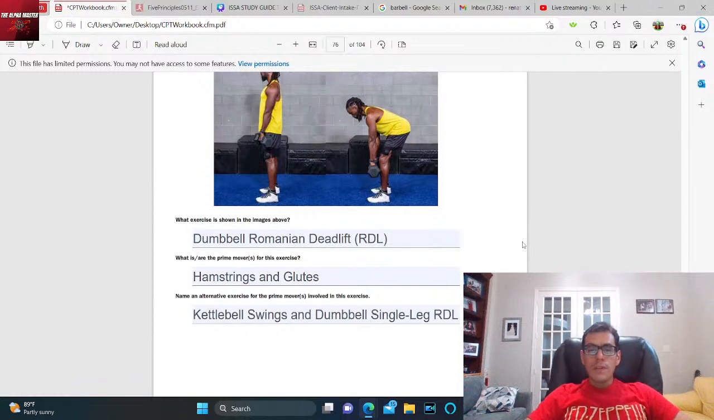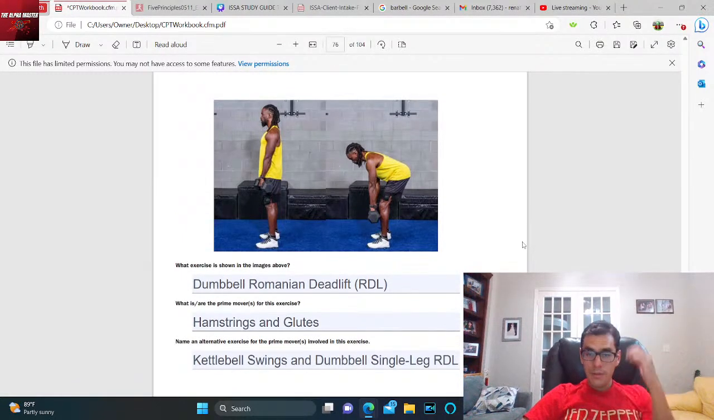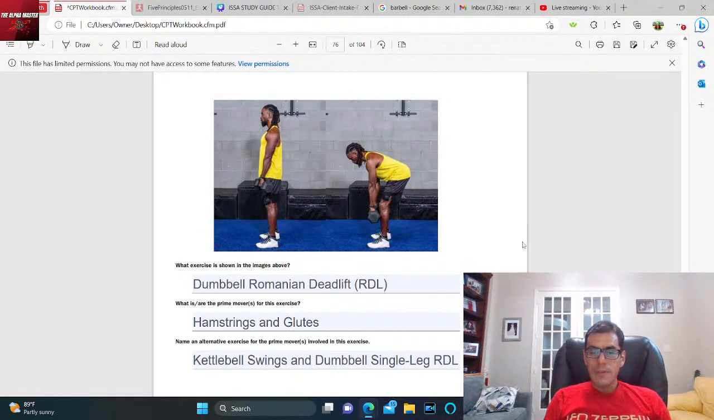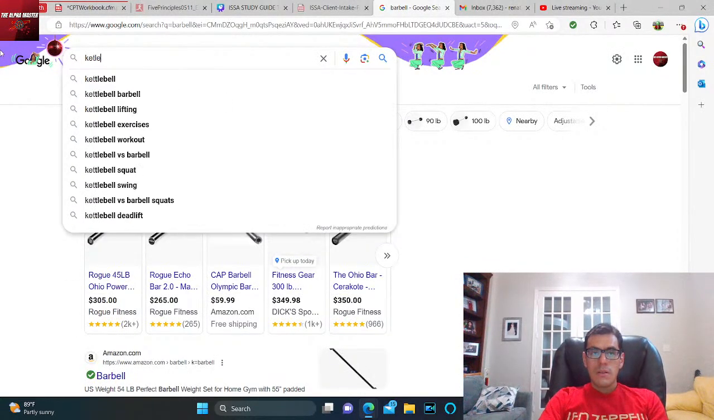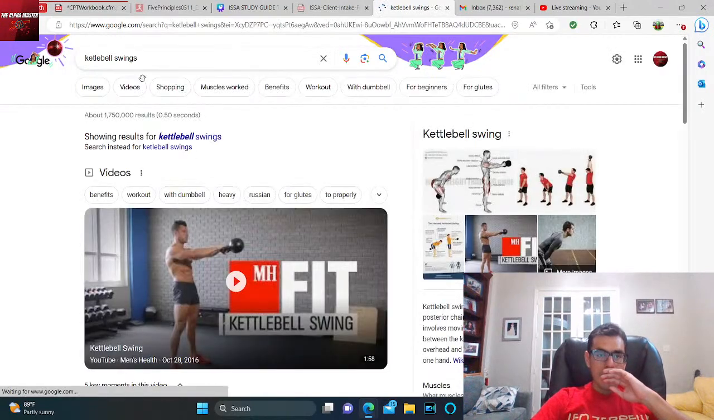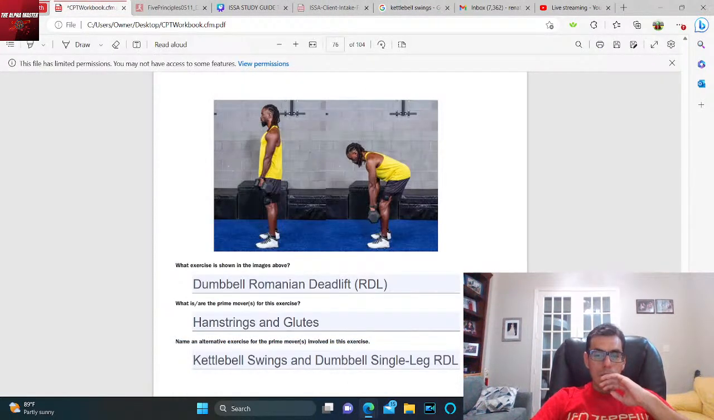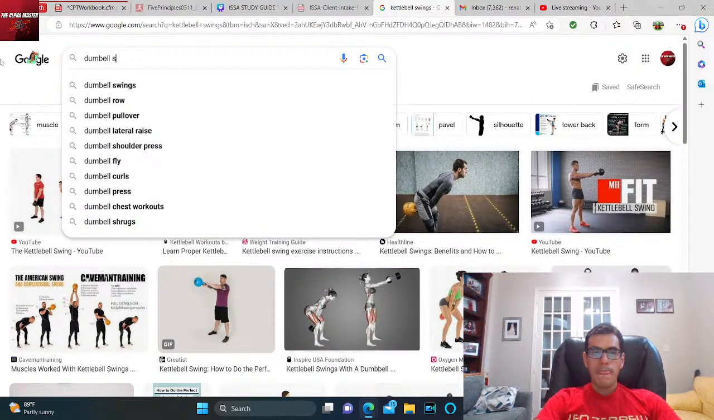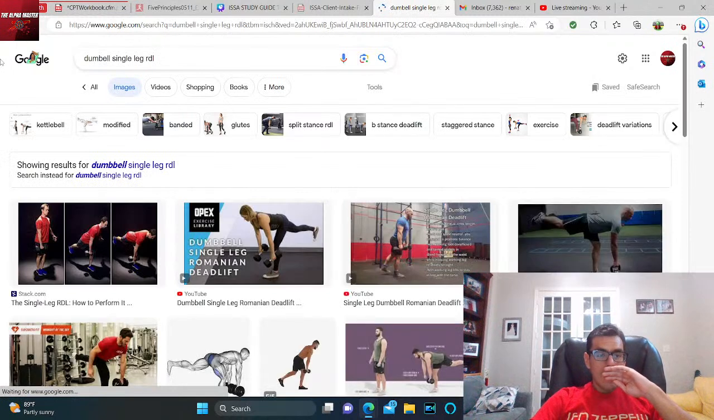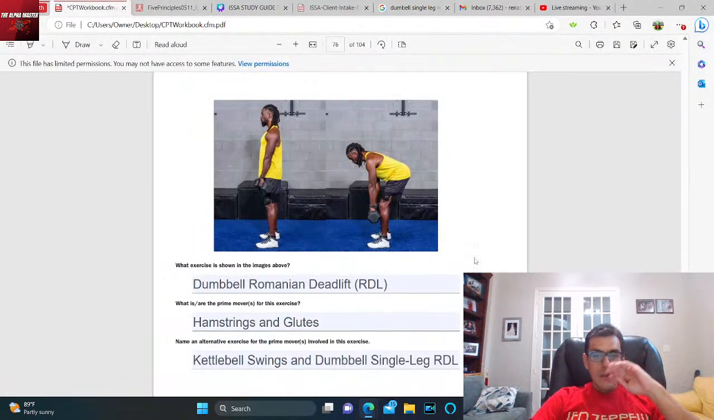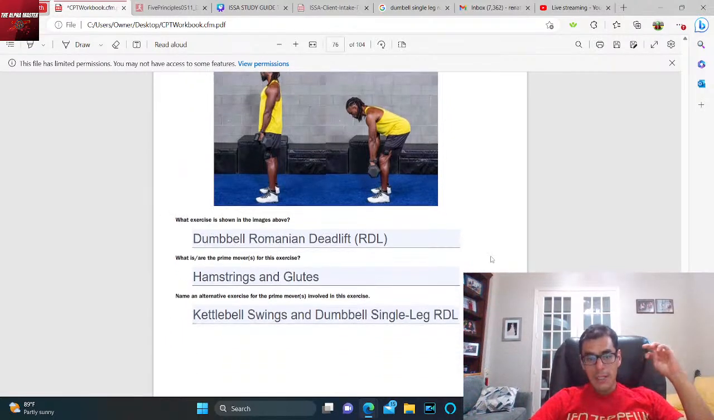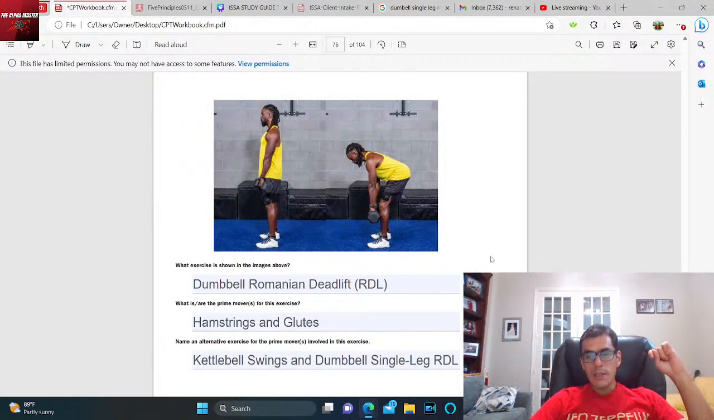So the exercise shown in the images above, the dumbbell Romanian deadlift, the prime movers for this exercise are going to be the hamstrings and the glutes. An alternative exercise for the prime movers involved in this exercise is going to be the kettlebell swings, which is a hinge movement, and the dumbbell single leg Romanian deadlift.